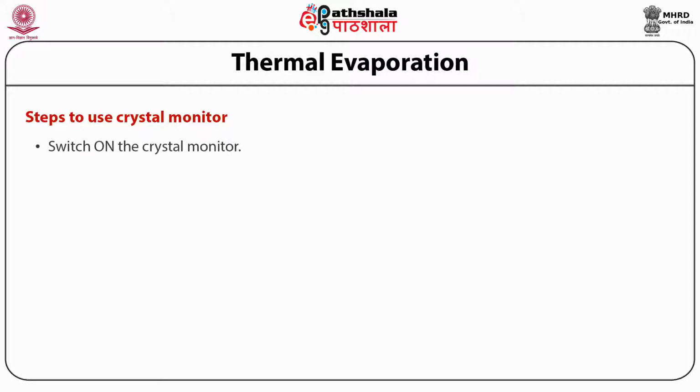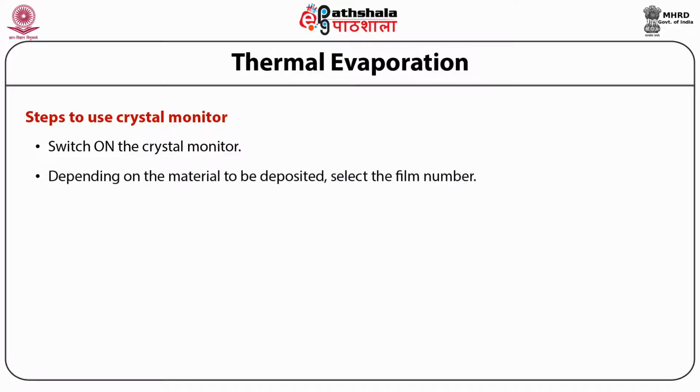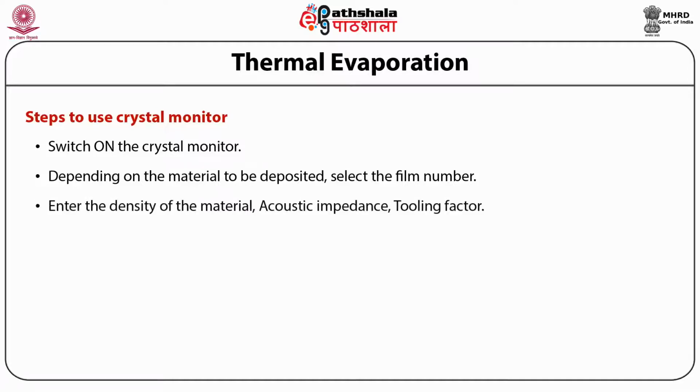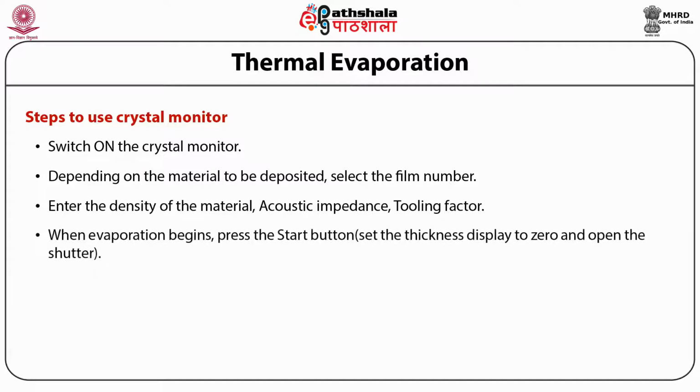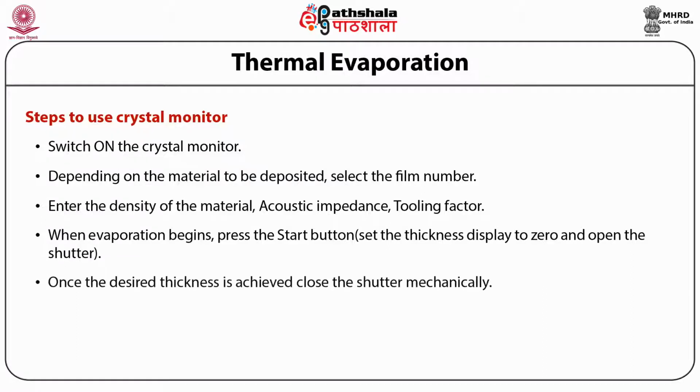First is switch on the crystal monitor. Second, depending on the material to be deposited, select the film number, enter the density of the material, acoustic impedance, tooling factor. Next, when evaporation begins, press the start button, set the thickness display to 0 and open the shutter. Now once the desired thickness is achieved, close the shutter mechanically and press the stop button.